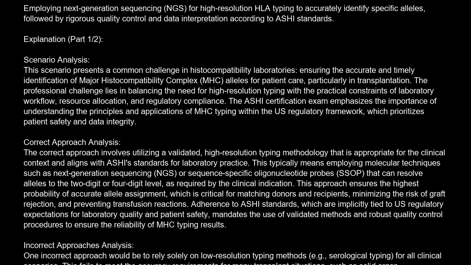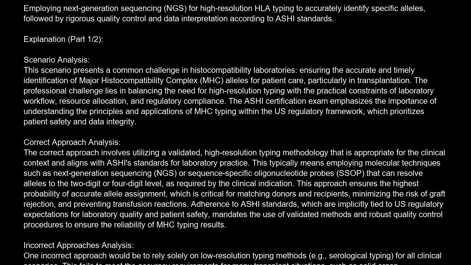Correct approach analysis. The correct approach involves utilizing a validated, high-resolution typing methodology that is appropriate for the clinical context and aligns with ASHI standards for laboratory practice. This typically means employing molecular techniques such as next-generation sequencing, NGS, or sequence-specific oligonucleotide probes, SSOP, that can resolve alleles to the 2-digit or 4-digit level, as required by the clinical indication. This approach ensures the highest probability of accurate allele assignment, which is critical for matching donors and recipients, minimizing the risk of graft rejection, and preventing transfusion reactions.